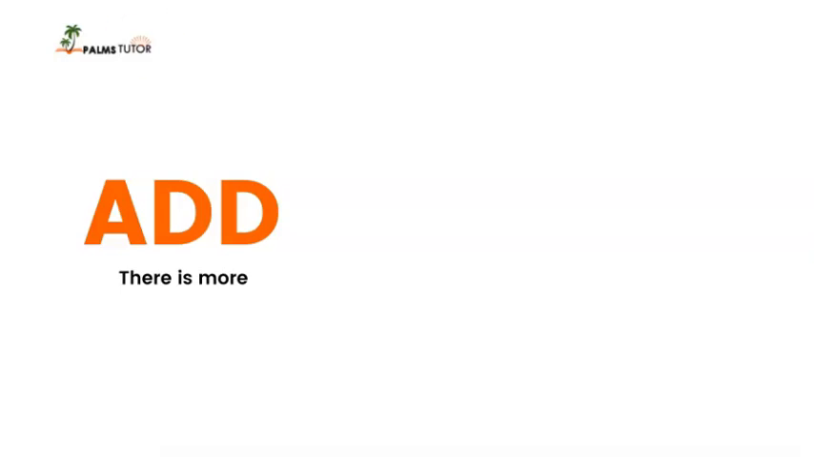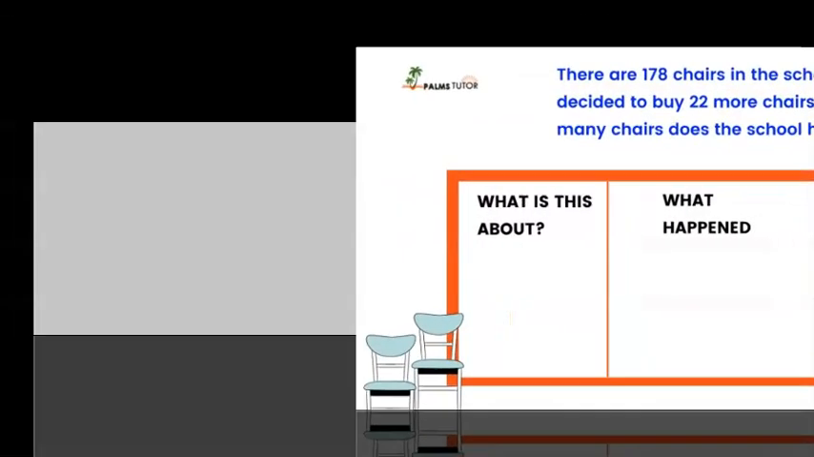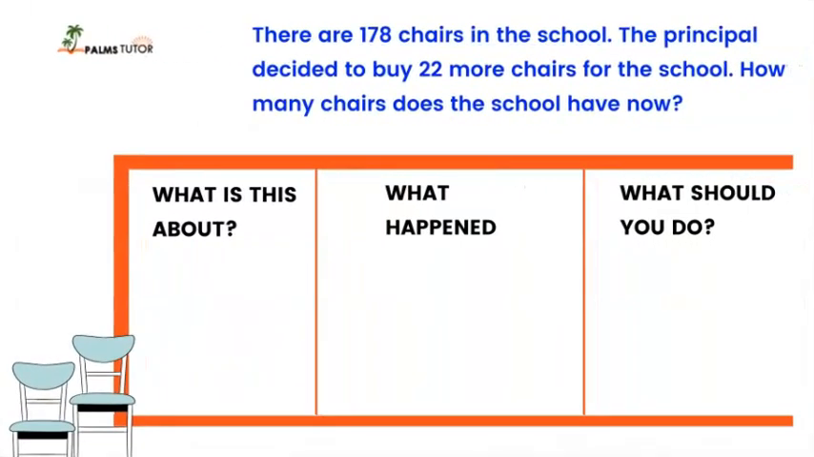So let's see some examples. And don't forget, I said there are 3 simple steps. What is this about? What happened? It could be what is happening or what will happen. An action, right? And then you ask yourself, what should you do? How do you know what you should do from the question, right? So it may be important for you to first look at this question. I said usually the question is always in the last sentence. How many chairs does the school have? So we are concerned about how many chairs, right? That's what we are looking for.